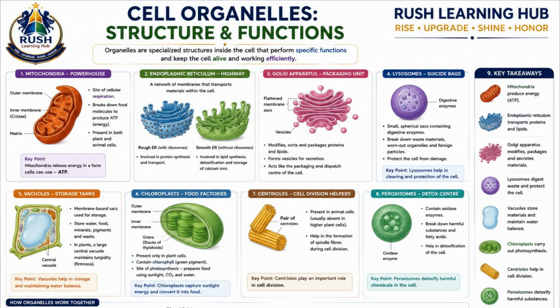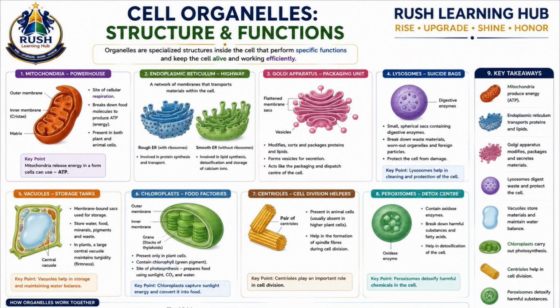The second type is smooth endoplasmic reticulum or SER. SER lacks ribosomes and therefore appears smooth. Its primary functions include the synthesis of lipids or fats, detoxification of harmful substances, and storage of calcium ions. In liver cells, the smooth ER plays an important role in breaking down drugs and toxic chemicals.